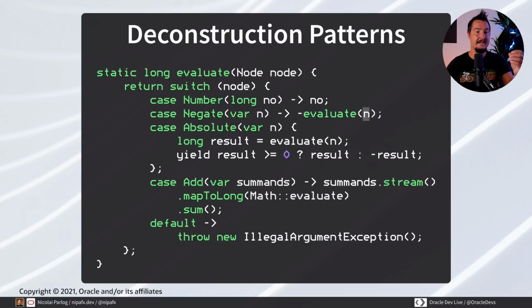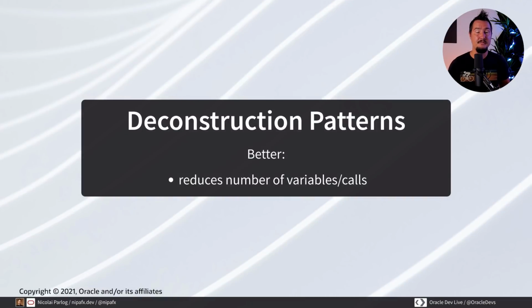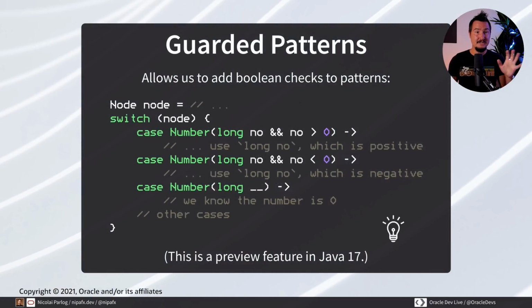So we can immediately take these records apart, and that works because records are transparent, right? They cannot hide state from the outside world. This is a very important reason for why that's the case. So that means we reduce the number of variables and calls we have, thus the code is overall more simplified. But we're not done yet.